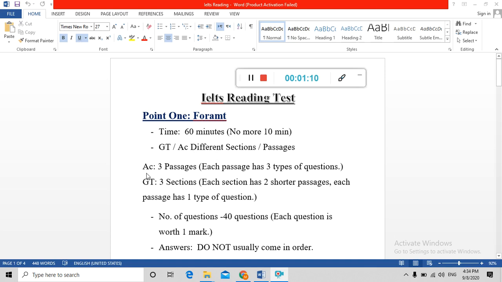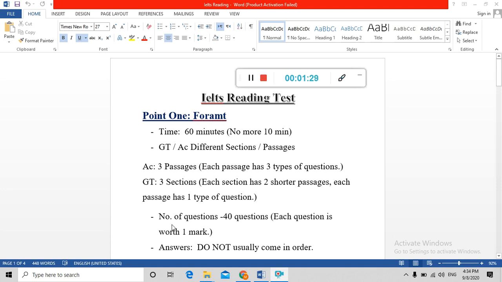As for the academic, there are 3 passages. Each passage has 3 types of questions. But in the general training, there are 3 sections. Each section has 2 shorter passages. Each passage has 1 type of question.